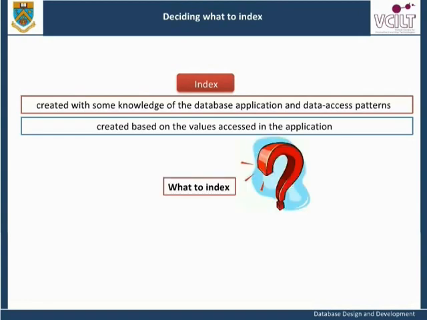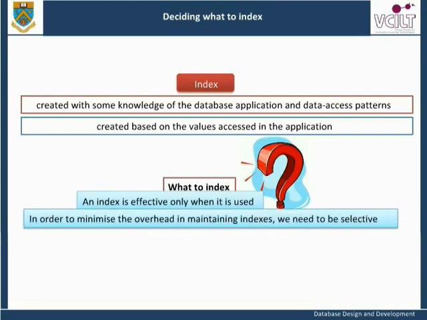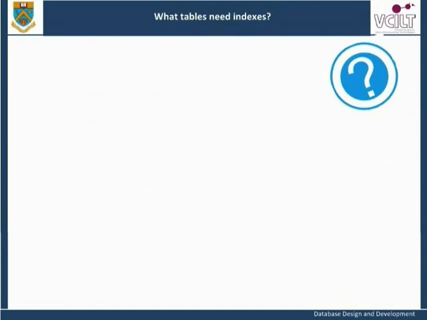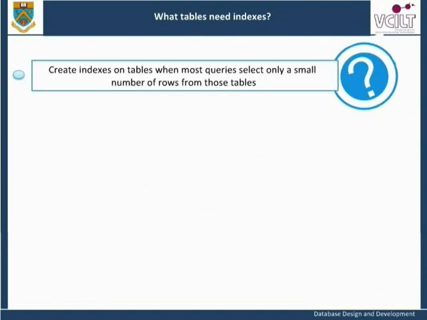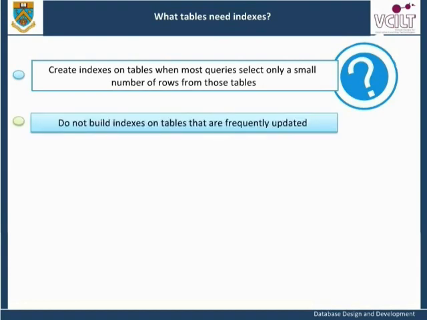What to index? An index is effective only when it is used. In order to minimize the overhead in maintaining indexes, we need to be selective. What tables need indexes? Create indexes on tables when most queries select only a small number of rows from those tables. Queries that select a large number of rows defeat the purpose of indexing. Use indexes when queries access less than 5% of the rows in the table. Do not build indexes on tables that are frequently updated.